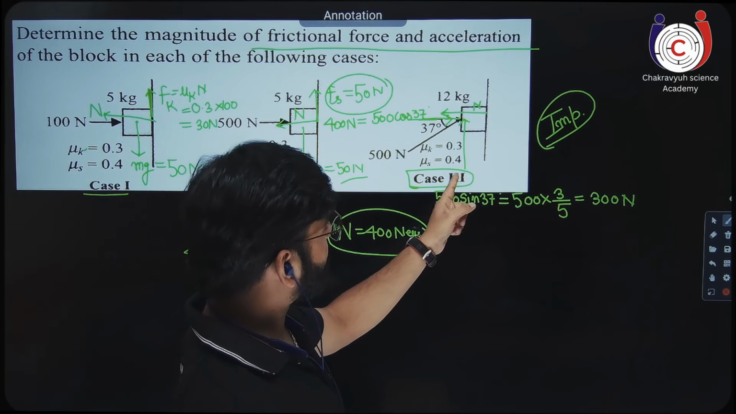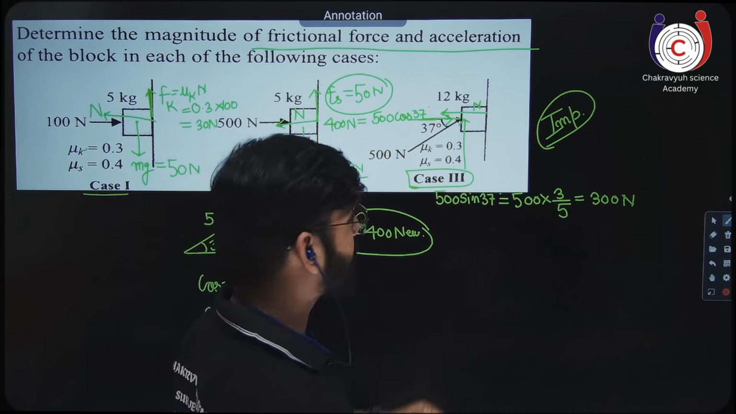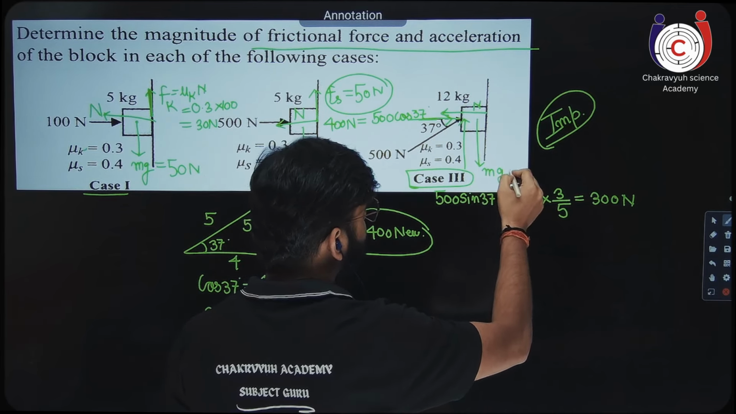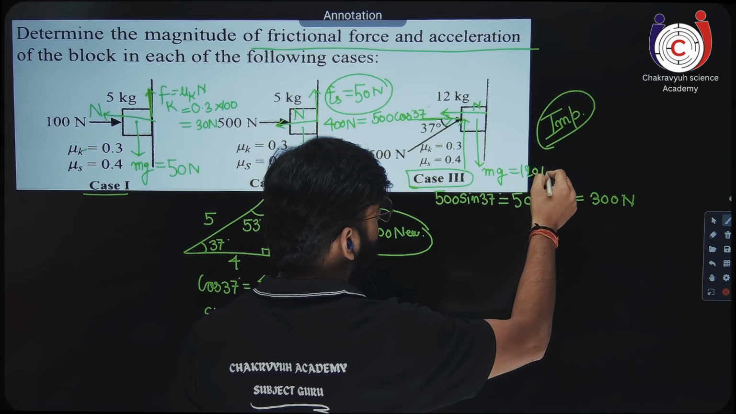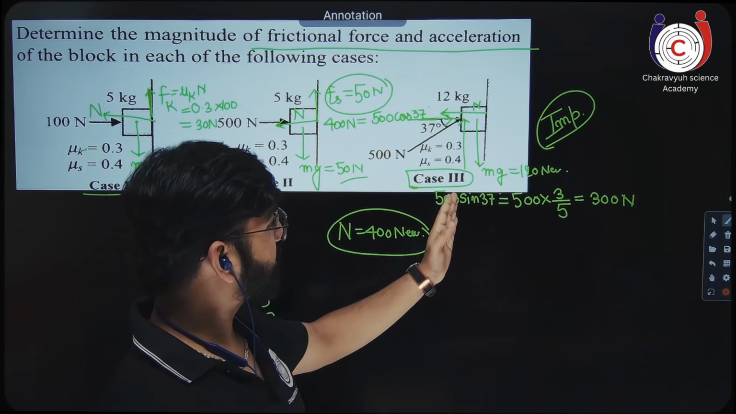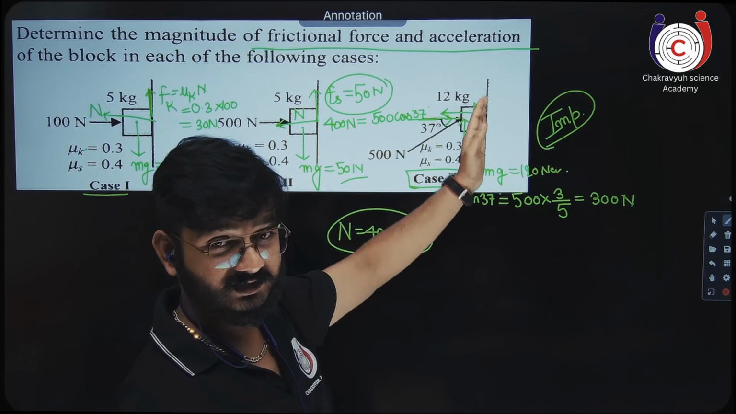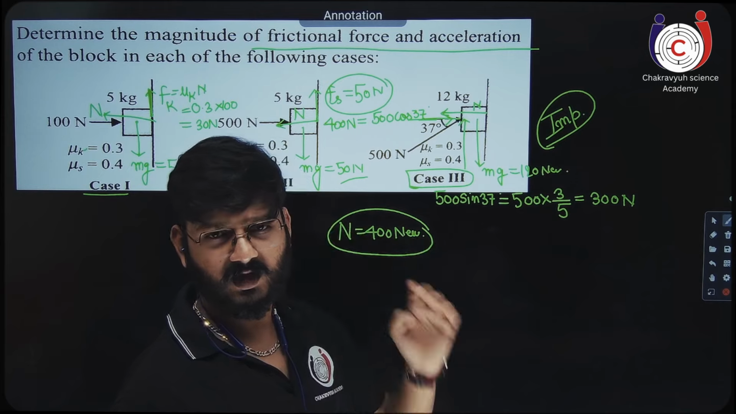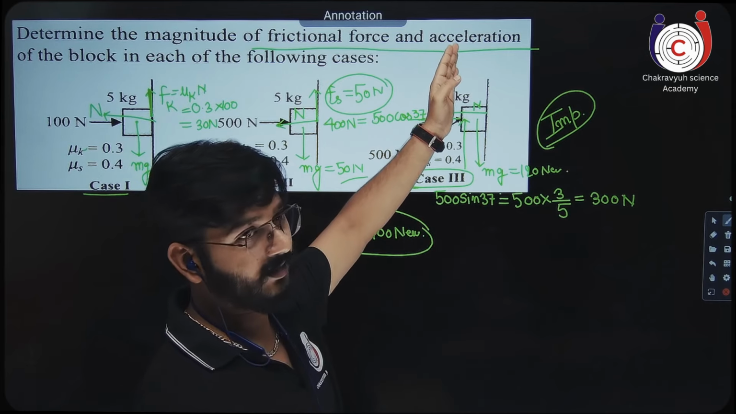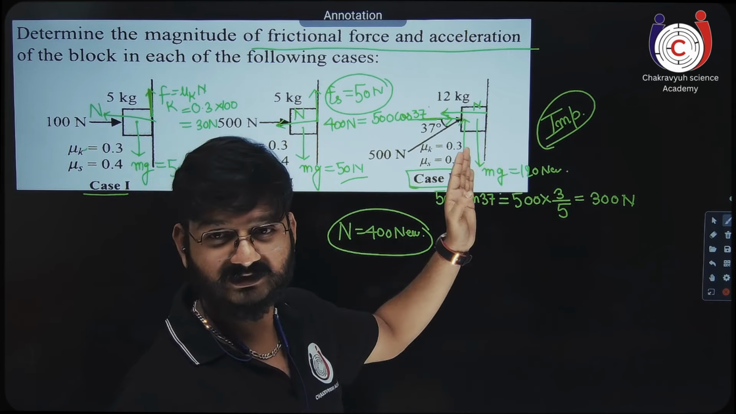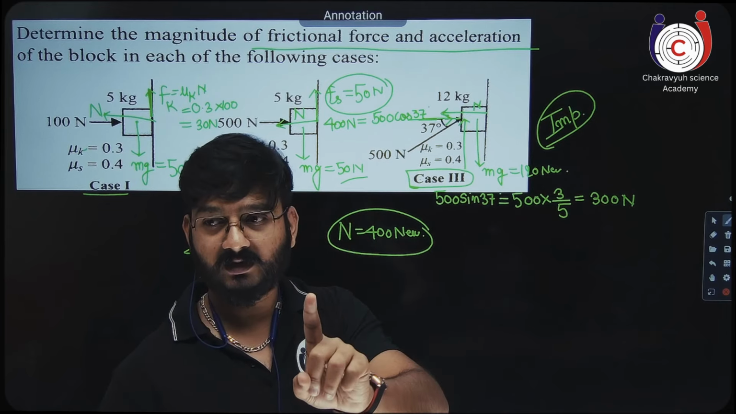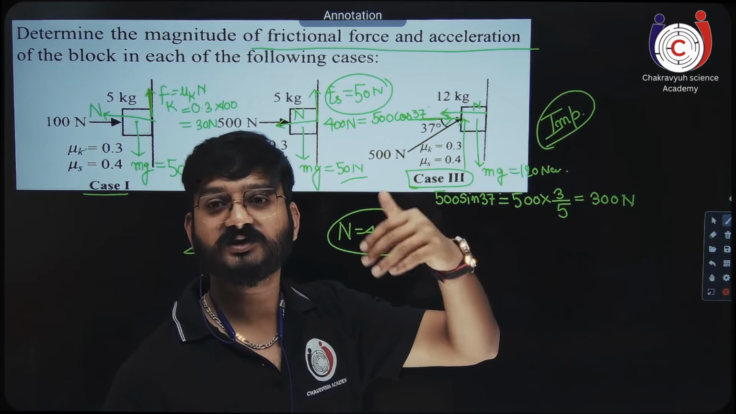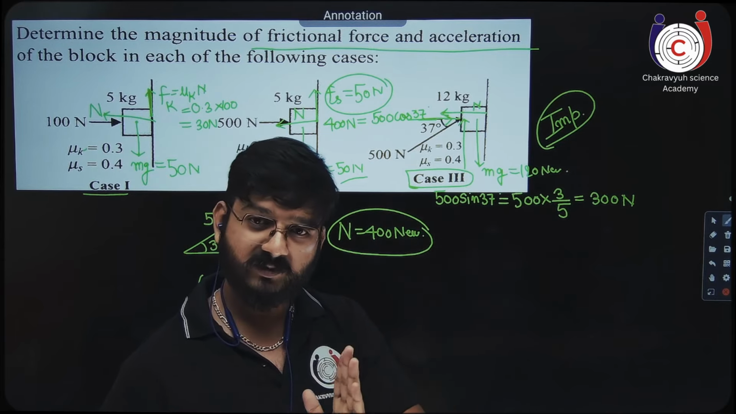How much force is acting in the upward direction? 300. And in the downward direction, what force will act? mg. What is mg? 12 into 10, 120 newton. So in the upward direction you have 300, downward direction you have 120. So net force will be in which direction? 300 is up, 120 is down. It means a net force of 180 newton will be up. Tendency of movement will be in the direction of net force. The tendency of movement will be up.